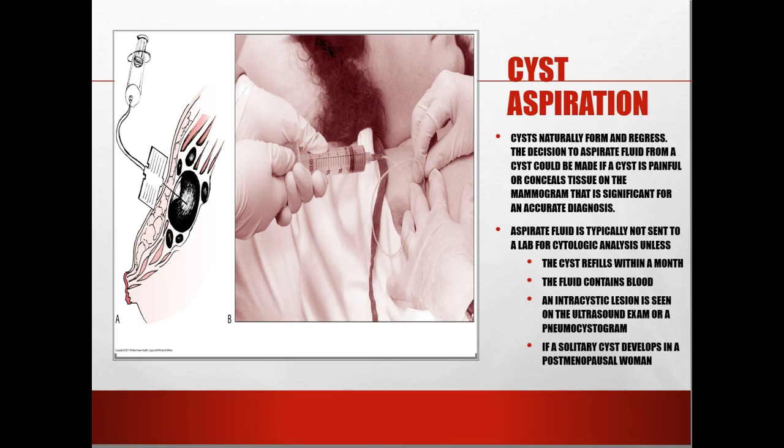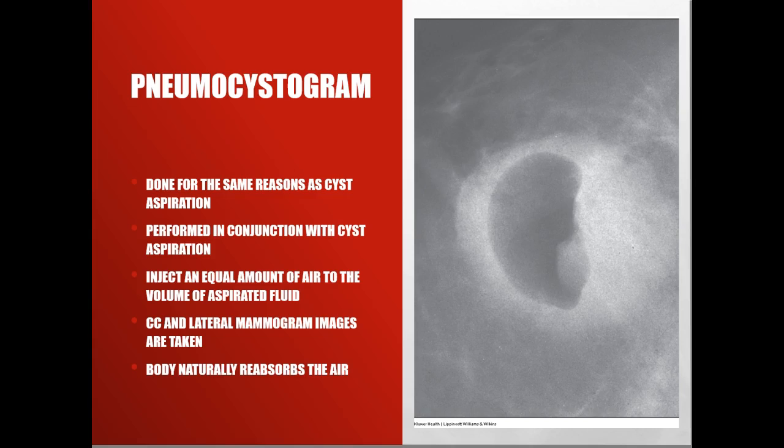Or if it's a solitary cyst that is developing in postmenopausal women, because they don't have the hormones going on, so it's something that would alert them. Most of the time the cyst just runs with the woman's cycle, but if those other conditions apply, then they may send the aspiration off to pathology. Then it becomes a fine needle aspiration cytology.